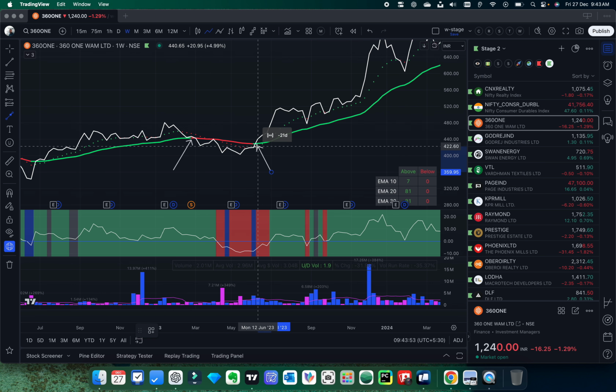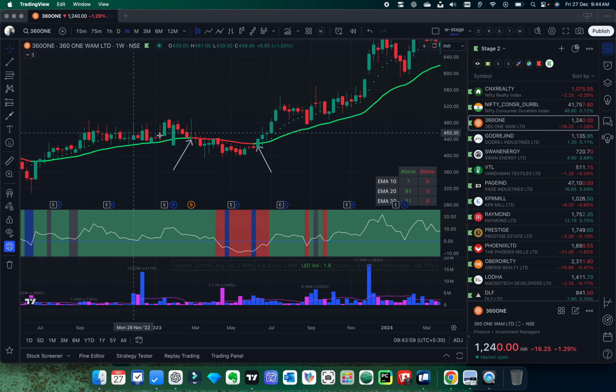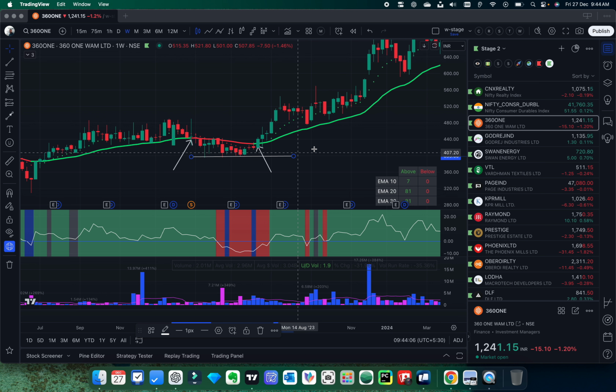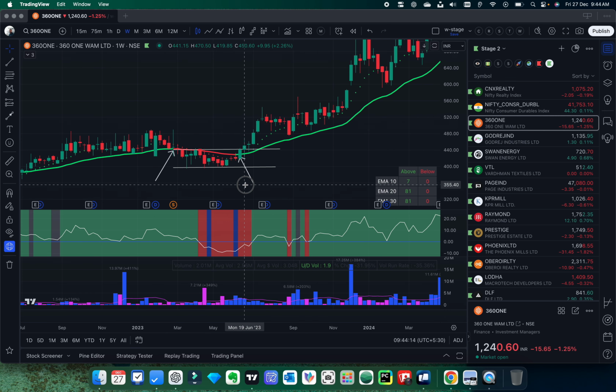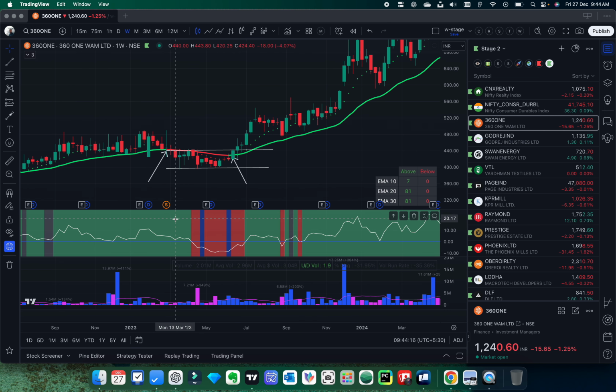The uptrend starts from here. So there is a very little basing period here. If you change to a candlestick chart, you can observe here there is a well-defined support over here, and there is a well-defined resistance over here. So this is your stage 1 basing stage.